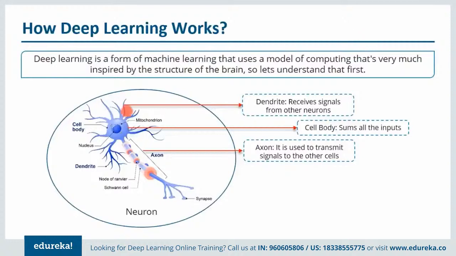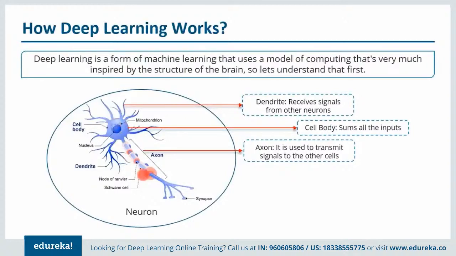So these are called dendrites. Dendrites receive signals from other neurons, and then pass those signals to the cell body. Now this cell body is where we perform a certain function. It can be a sigma function. That's what we believe. We believe it performs a sigma function that is nothing but a sum of all the inputs.